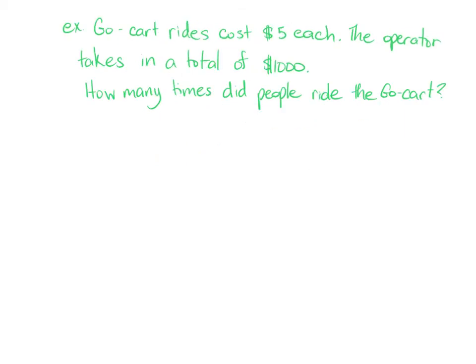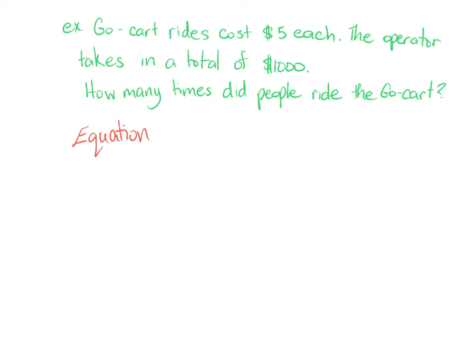Okay, so we have here: go-kart rides cost $5 each. The operator takes in a total of $1,000, and we're being asked how many times people rode the go-kart. The question didn't ask this, but I am asking: what's the equation that represents this? Now, I don't see an X, a Y, a B, C, D, anything anywhere. When you see clearly it's a problem where you need to know something you don't know, you can define a variable.